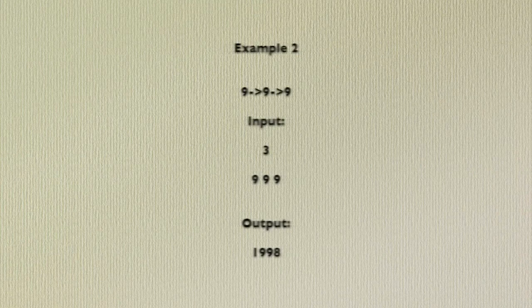That's it. Example 2 is similar, with 3 numbers. The triple line is given as the node input, and the output is 1998. It is the value of the triple line into 2, and that is the answer. We have to give the 1 as the head of the node as the output.